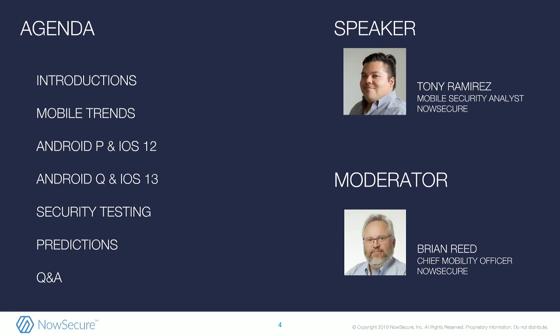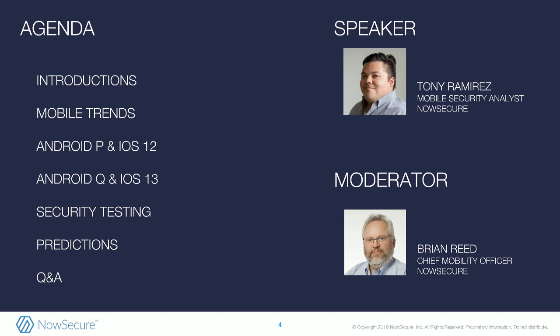And we've got a great agenda today. We are going to take a look at a year in review around Android P and iOS 12. Then we're going to dig into Android Q and iOS 13 and whatever the dessert of the month will be. We've got some great roundup of resources around security testing and some fun predictions as well on the go forward.